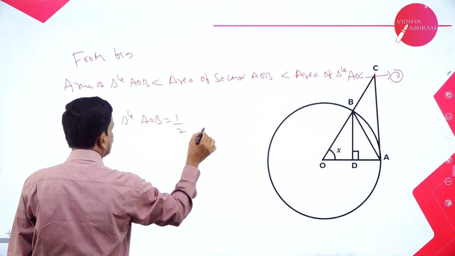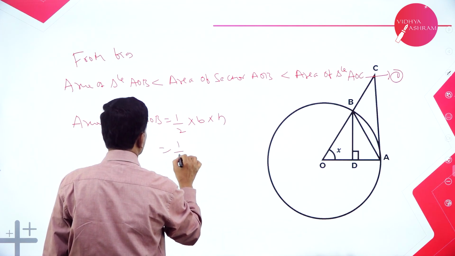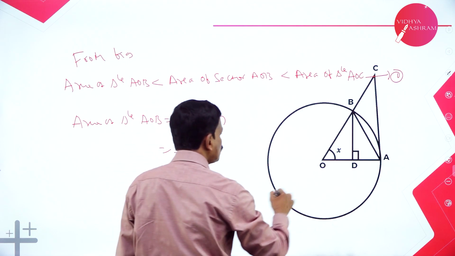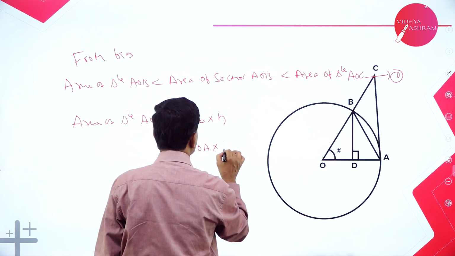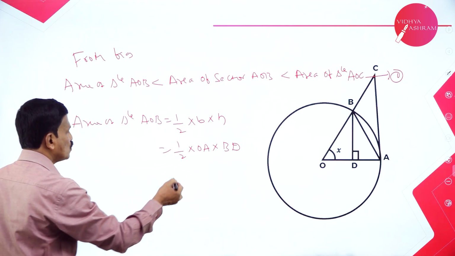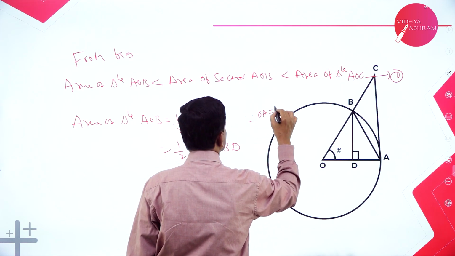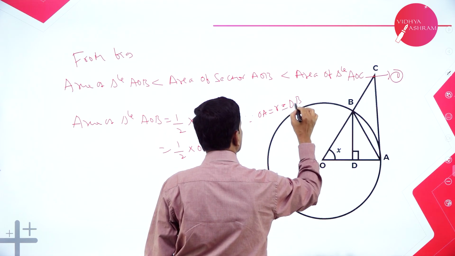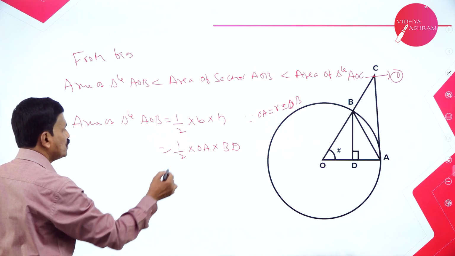What is the formula for area of a triangle? Half into base into height. For this triangle, the base is OA and the height is BD. Since OA is equal to R, that is also equal to OB; OB and OA are radii. Now find out BD.